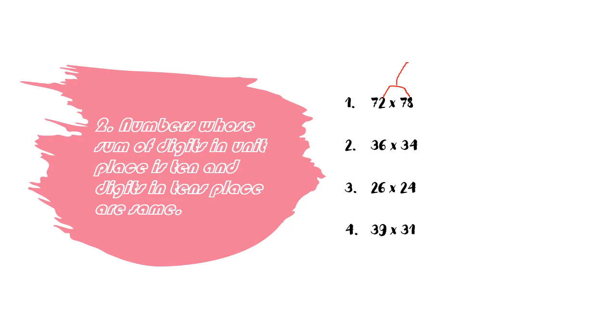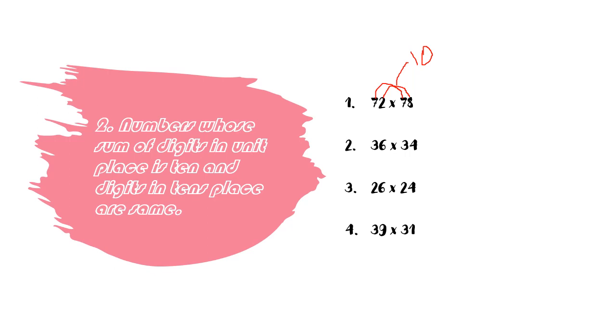2 plus 8. So what is here? Units place 2, here 8. 2 plus 8 sum up to 10, right? So the first point is satisfied. And digits in tens place are the same. So here digits in tens place 7 and 7, so they are the same. So this is going to apply to those problems which have units place sum up to 10 and tens place equal.